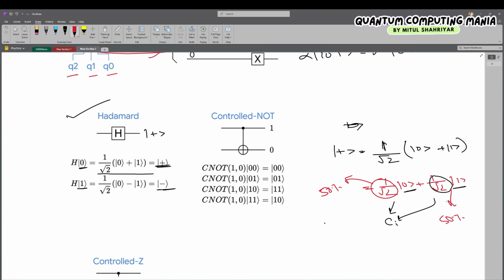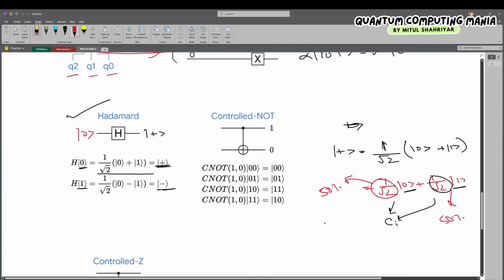So this is something we have in quantum computing. In classical computing we don't have that. This is the plus state, which means we can have 0 or 1 both, right? 50% chance for 0, 50% for 1. So if we pass 0, we get this plus state.